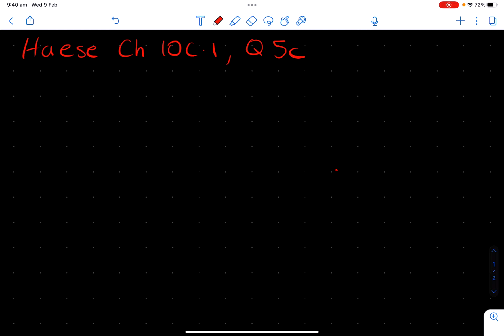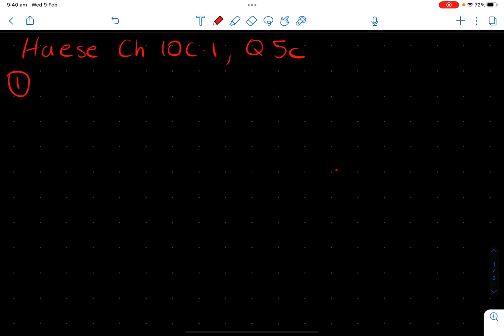Hello everyone. So today we're going to be working through a textbook question from the Haese book. You can find it in chapter 10C.1 and it's question 5C. So I'm going to outline the steps I've done in the previous videos on trigonometry to clarify how to solve these problems in a logical order.